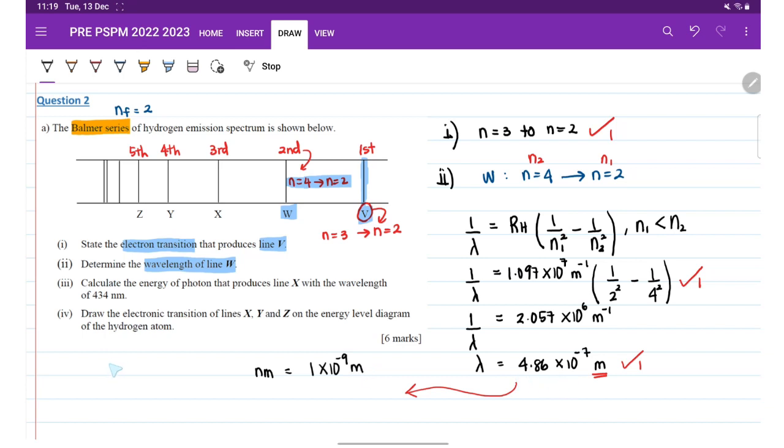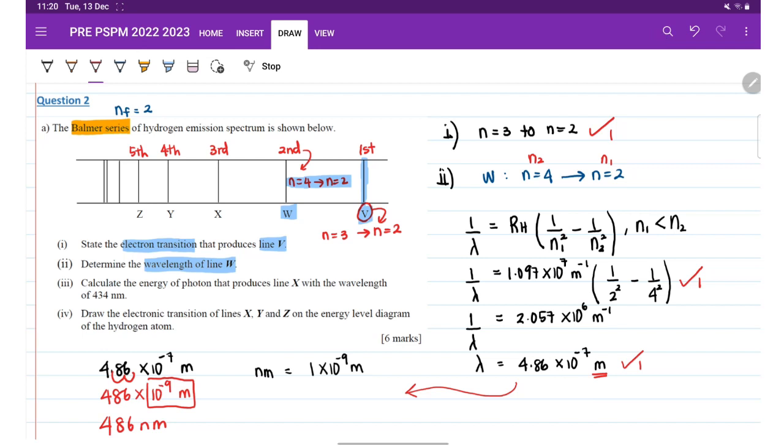So daripada sini apa yang awak akan buat? So 4.86 darab 10 negatif 7 meter. Jadikan dalam bentuk negatif 9. So 486 darab 10 negatif 9 meter. Jadi once we have it like this, so 10 negatif 9 meter ni adalah nanometer. So just tulis je lah 486 nanometer. So awak hanya akan tukar if the question is asking you in nanometer. Kalau tak, just tinggalkan saja jawapan dalam meter.